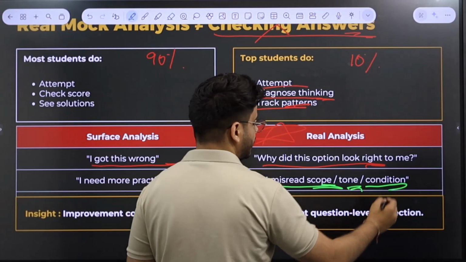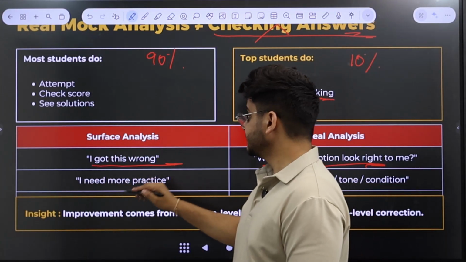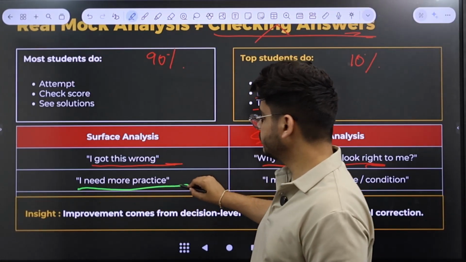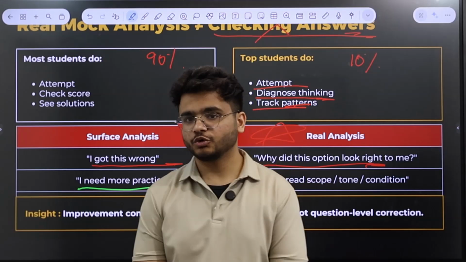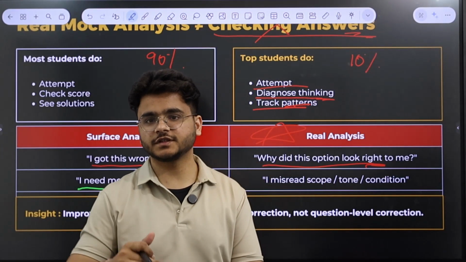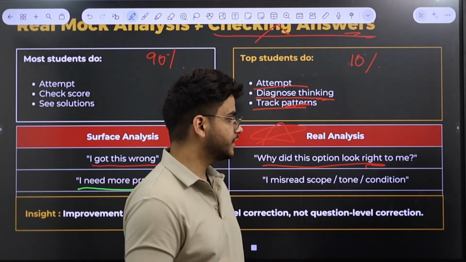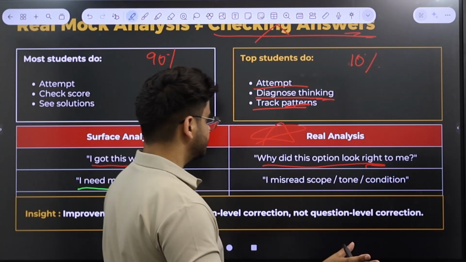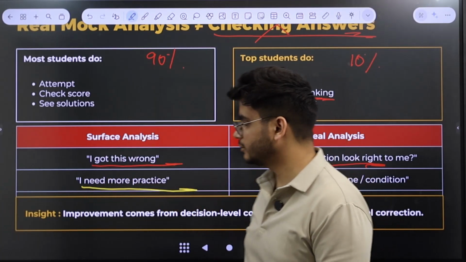You've got to analyze your mistakes in a very narrow way. A surface analysis, again, is "I need more practice." You just conclude in your mind that you need more practice. You go through the same sort of questions on a daily basis, starting from the first day to, let's say, the fifth or sixth day, and you just conclude that you need more practice.